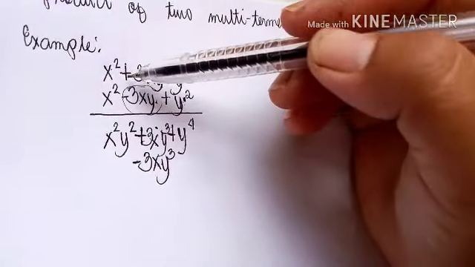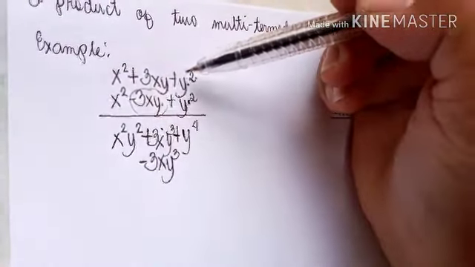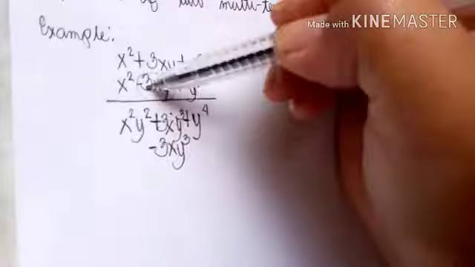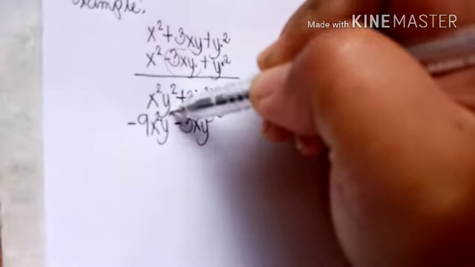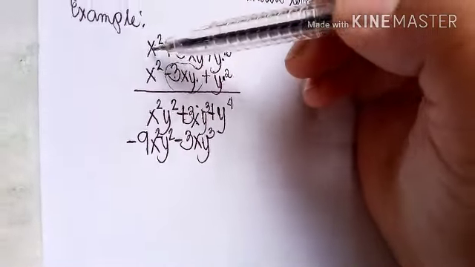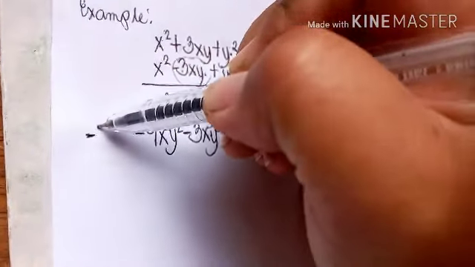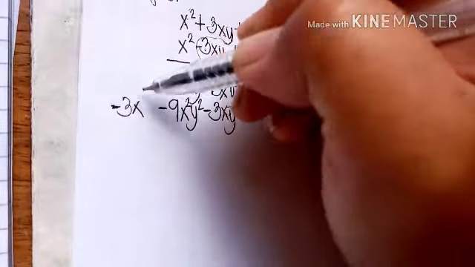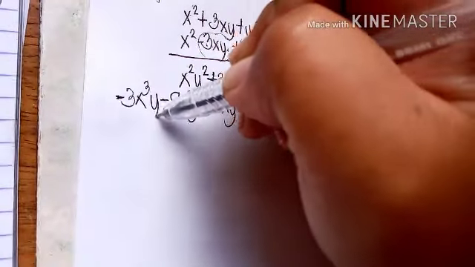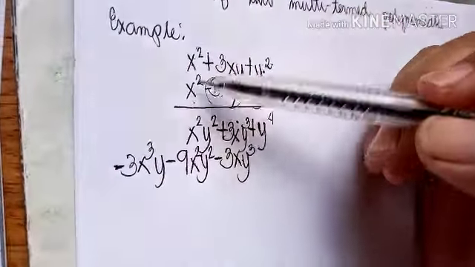And of course, we have negative 3xy times positive 3xy. So that would be 3 times 3. That's negative 9x squared y squared. And the last one, we have negative 3xy times x squared. That is negative 3x cubed y. There. And let's go to the last one, x squared.